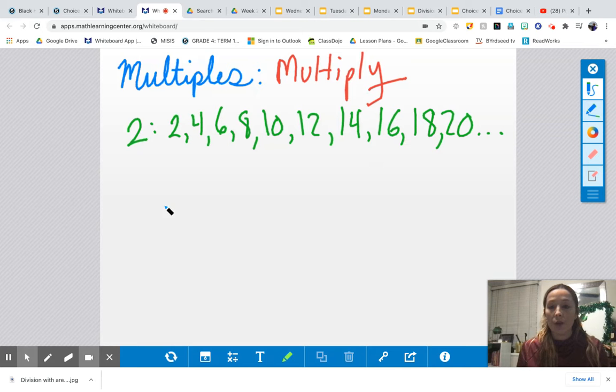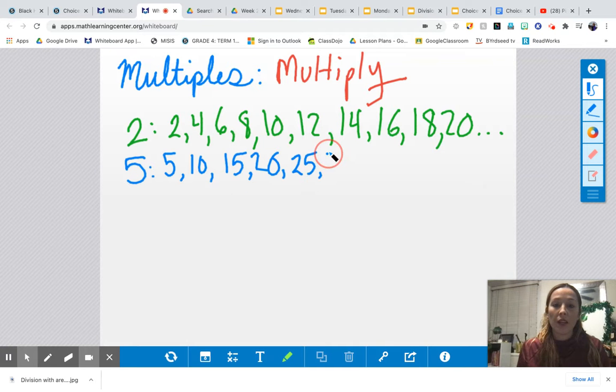If I wanted to find multiples of 5, which is another set of multiples kids learn really quickly and young, well, we just skip count by 5. 5, 10, 15, 20, 25, 30, and so on forever and ever to infinity and beyond.